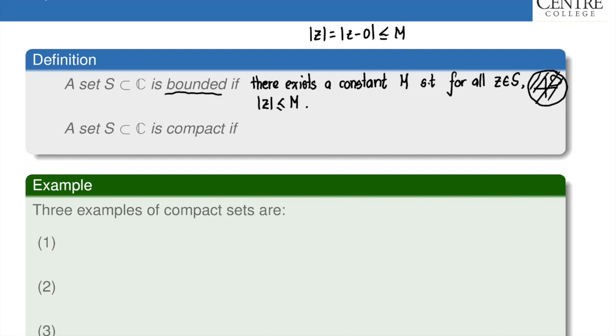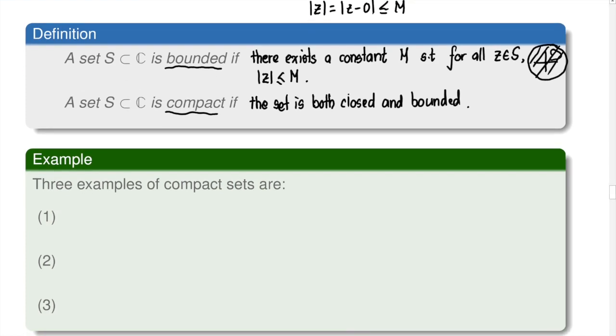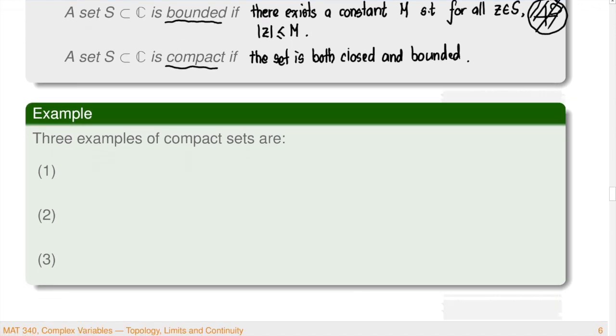Next, for compact, we say a set in the complex plane is compact if the set is both closed and bounded. That's what it means for a set to be compact.